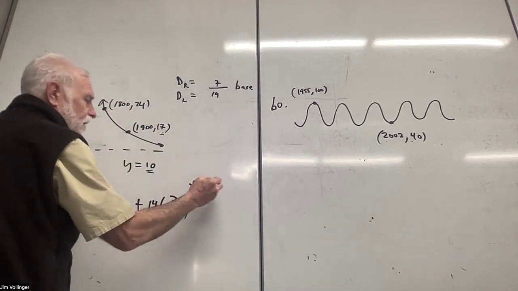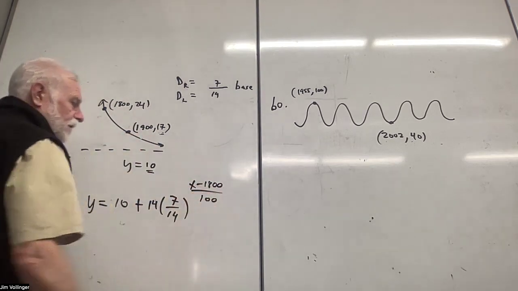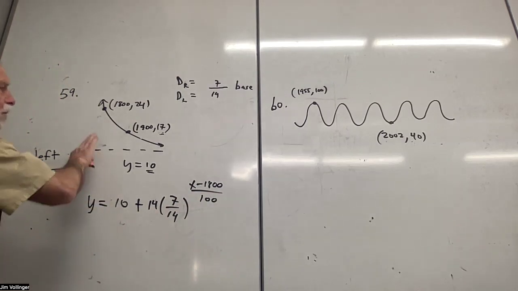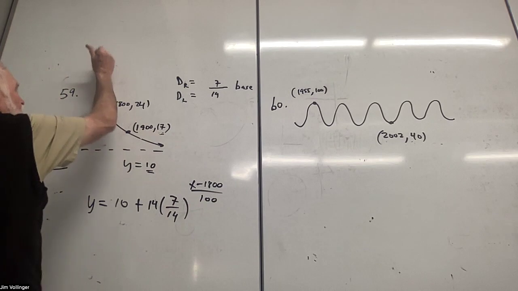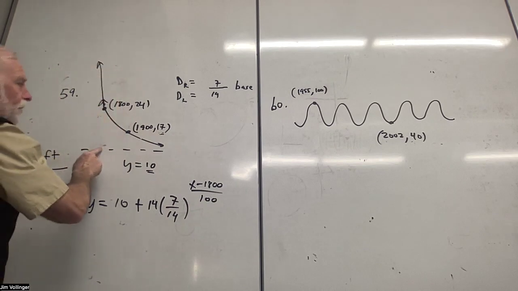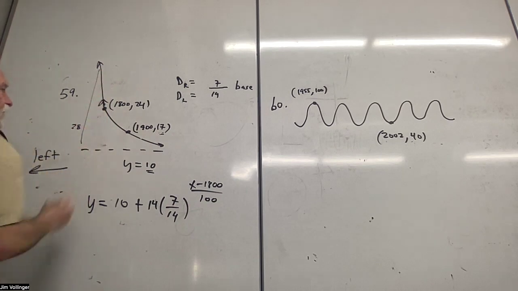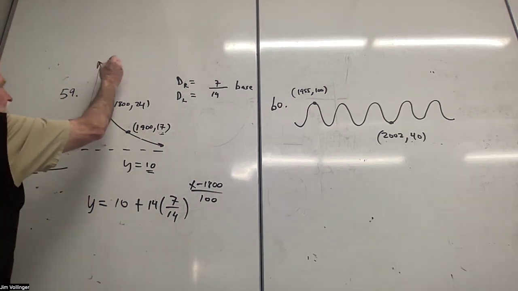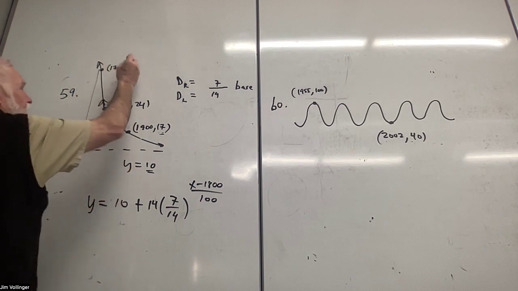1800, x minus 1800, 1900, every 100 years. So we're cutting in half as we move to the right. If we move to the left, we're doubling. So instead of up 14, I'd go up 28. Up 28 gives us another data point of 1700. Should get us 28 plus 10, 38.